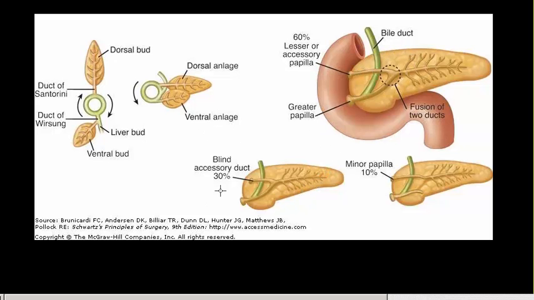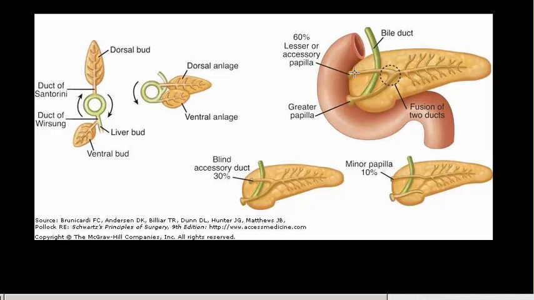In another 30% of cases, as a result of some normal embryological variants, the accessory or the lesser papilla will not open in the duodenum. Okay, it will be blind, or end in the parenchyma of the pancreas. So all of the exocrine secretions of the pancreas will go into what? Yes, the greater papilla through what? The Wirsung duct. Okay, the Wirsung duct. So this is in 30%.